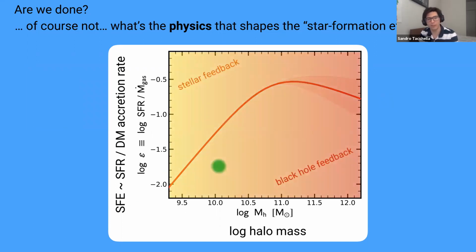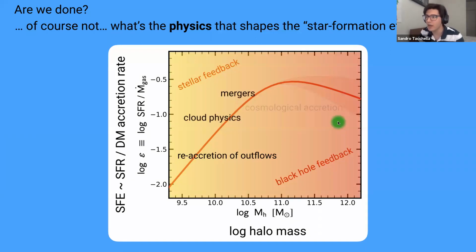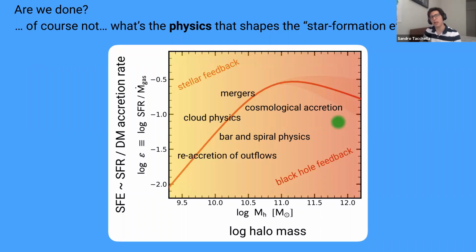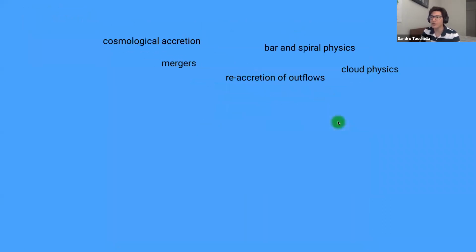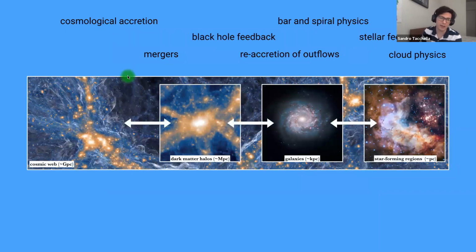And over the last 10, 20, 30 years, the big physical effects are usually called stellar feedback as well as black hole related feedback processes, which are believed to regulate the growth of structure at low masses and at high masses. But there are of course many other processes related to these phenomena, including mergers, cloud physics, or really small scale physics, spiral physics, and reaccretion of outflows, cosmological accretion. So there are a lot of different physical effects all acting to describe the star formation rate of a galaxy. And so we can order these, roughly, as a matter of scales.